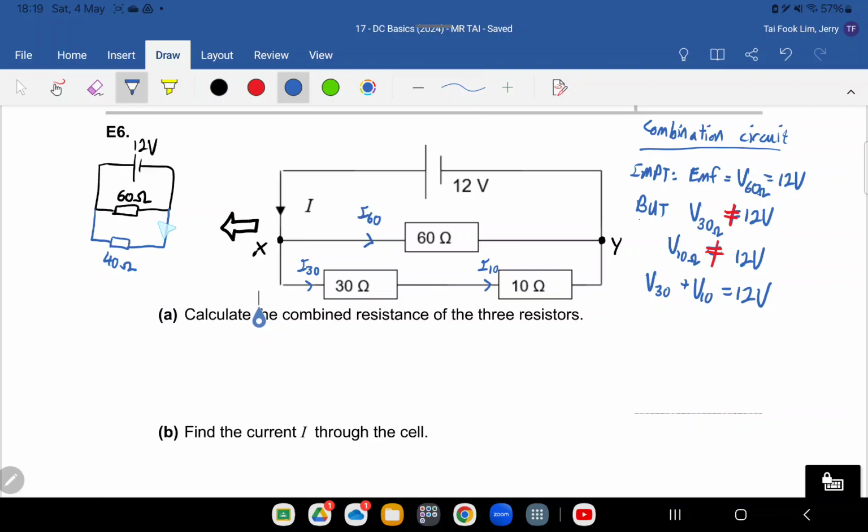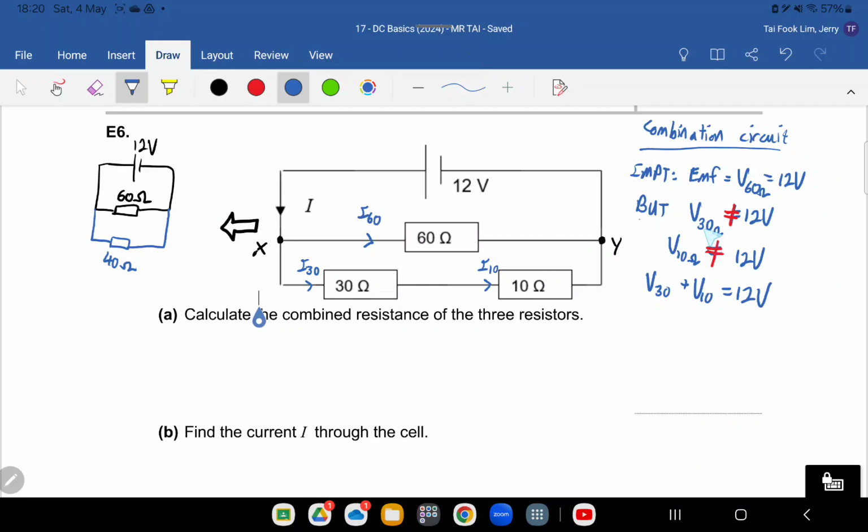Now, at the same time, your background knowledge, you should know that because this branch here, XY, is parallel to the EMF, to the battery of 12 volts, and this branch here is parallel, they are all parallel, so therefore the EMF is equal to the potential difference across the 60 ohm resistor, which is 12.